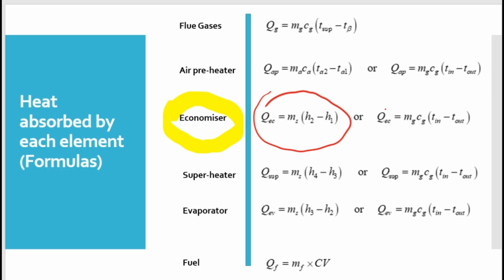Or we use the heat energy that is lost by flue gases when they pass through the economizer. The formula for flue gases, when they pass through the economizer, they lose an energy which is mgCg (T in minus T out), where T in is the temperature of the flue gases entering the economizer, and T out is the temperature of the flue gases leaving the economizer.